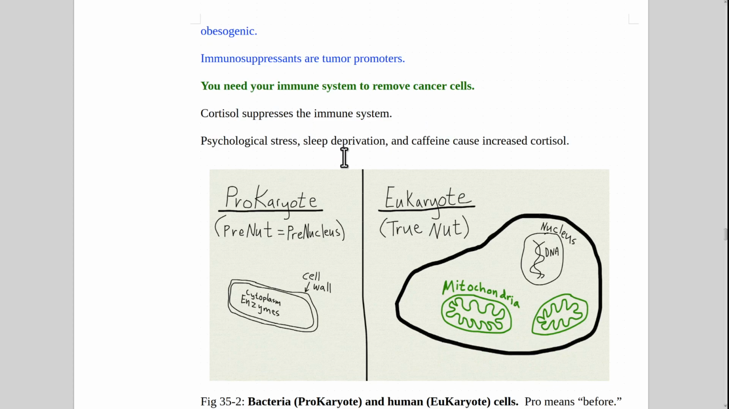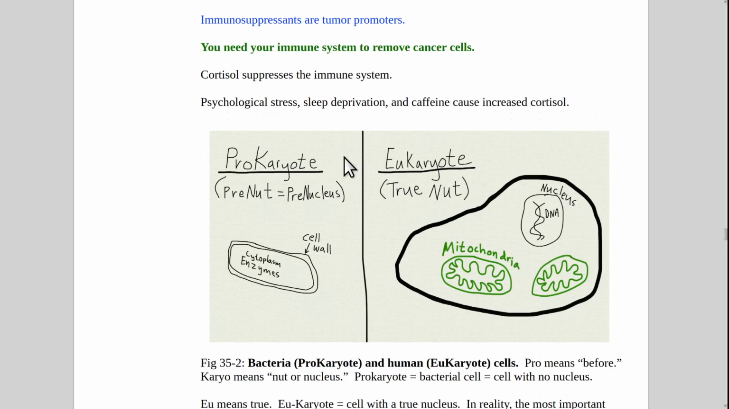Okay, you need your immune system to remove cancer cells. Cortisol suppresses the immune system. Well, cortisol is increased by stress, sleep deprivation, and caffeine.